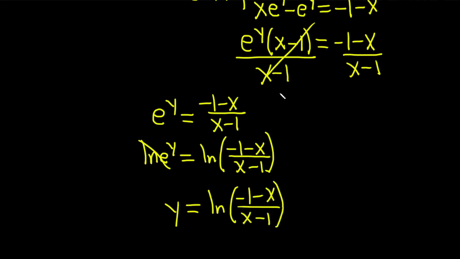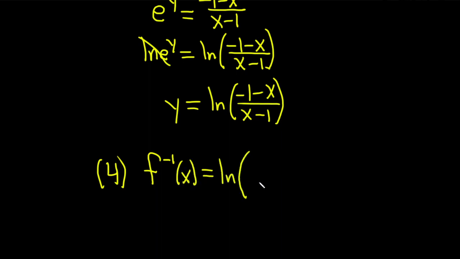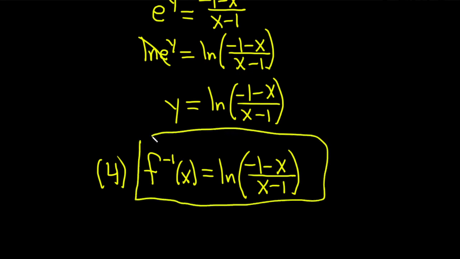And you could leave it here, but it's really a lot better to write it using the correct notation. The fourth step is to do that. Just replace y with the inverse function. So it's f inverse of x is equal to the natural log of minus 1 minus x over x minus 1. It would be the inverse of our function.